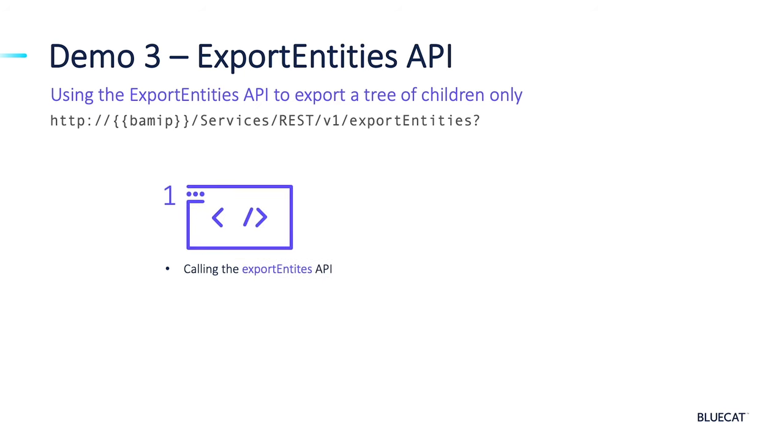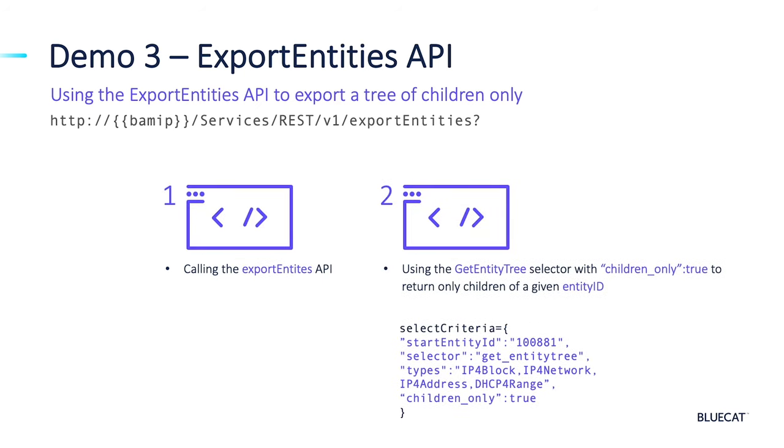Demo 3 is very similar to Demo 2. This time, we're still making a call using the getEntityTree method, but we're going to be passing in the optional children-only parameter to get only the immediate children of the starting entity ID. We're going to use the same types, but this time, because we have a configuration as the starting entity ID, only blocks can be the immediate children, so the network's addresses scope should be omitted from the JSON return.